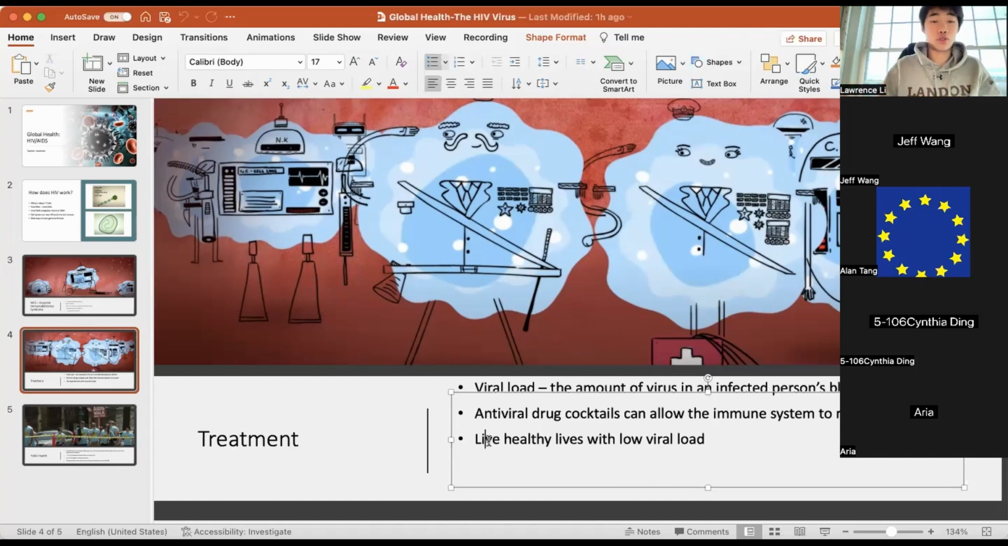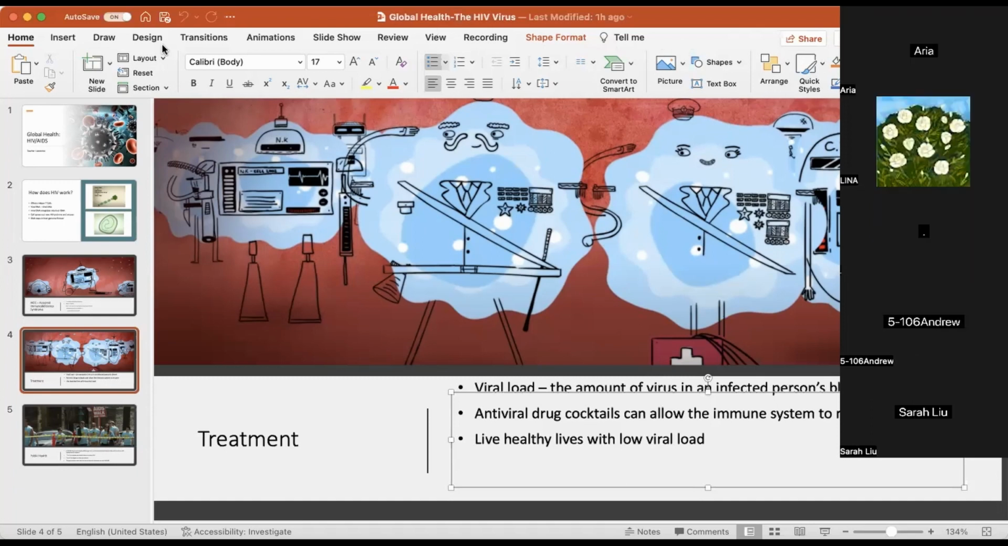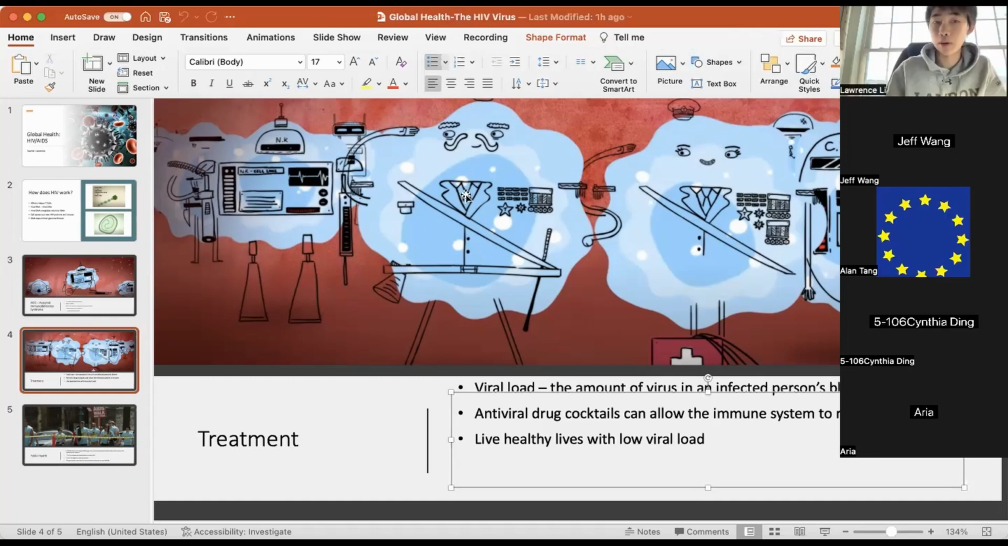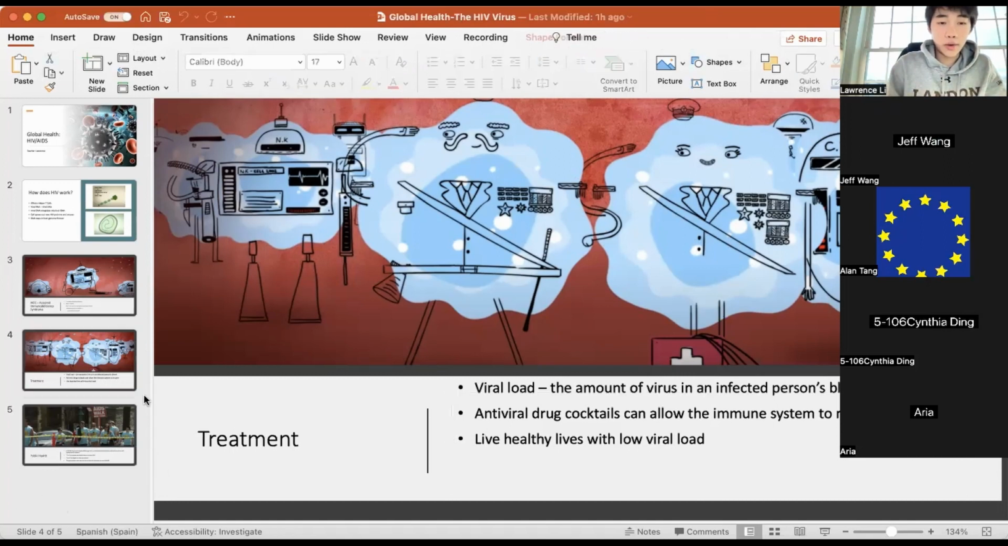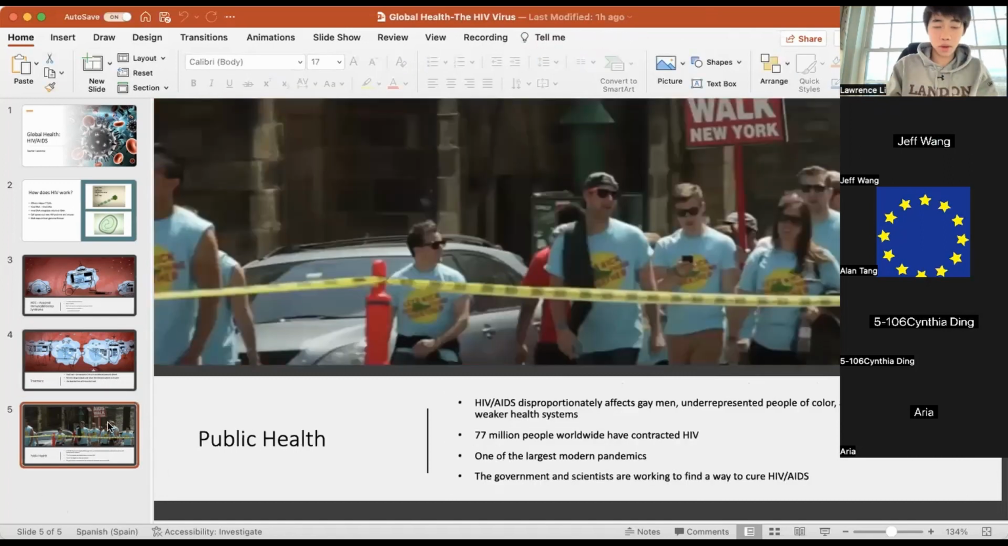Any questions about the treatment, anybody, before I go on to a little section about public health? As long as we have no questions, oh, my computer's turned off. As long as we have no questions, I'm going to move on. There we go.